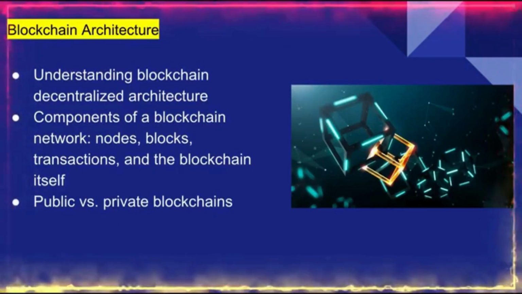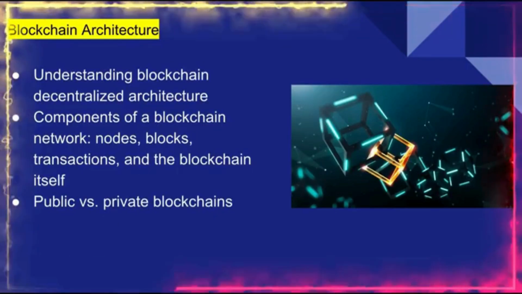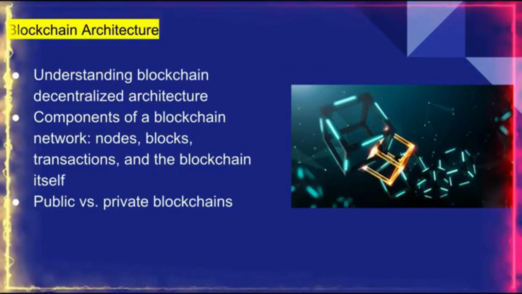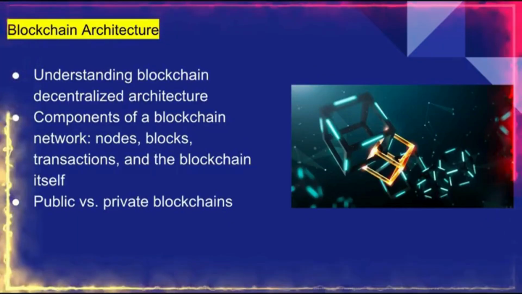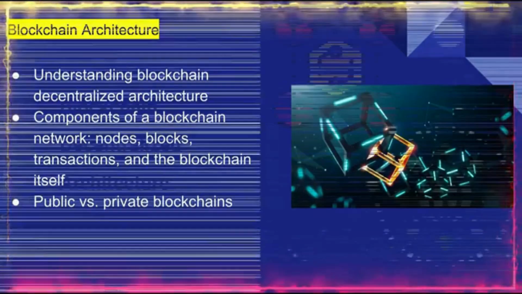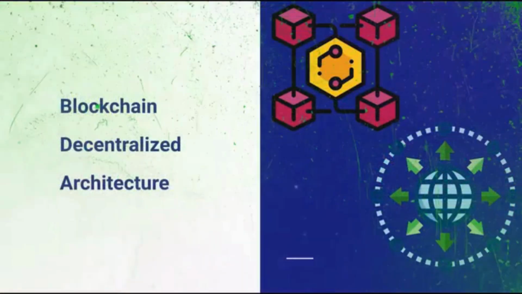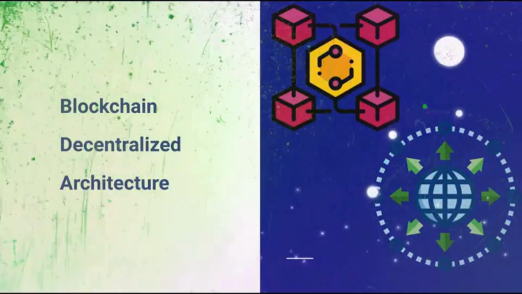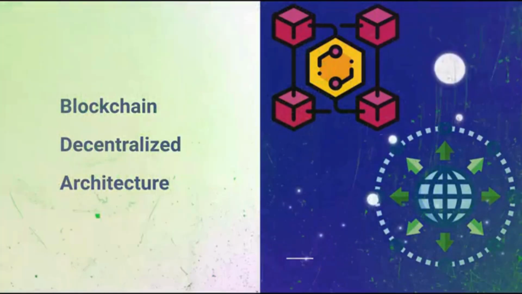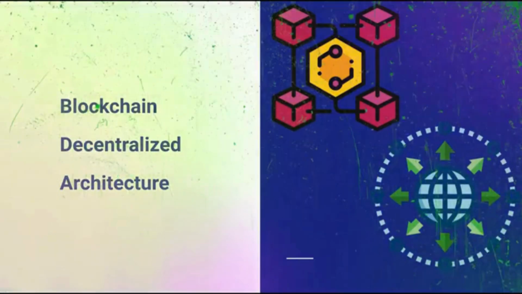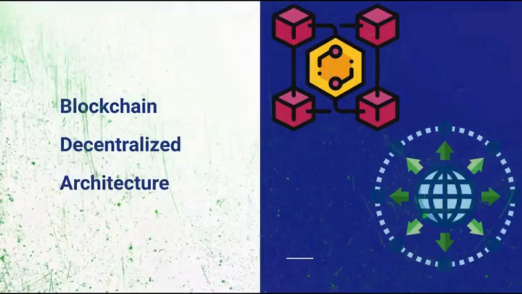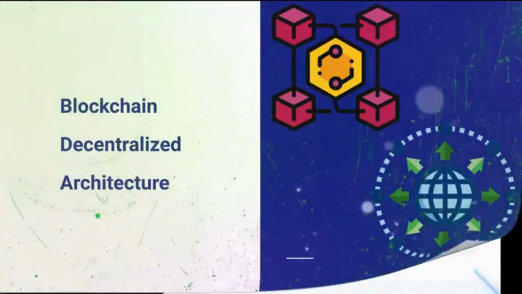Blockchain architecture. We will learn the following: understanding blockchain's decentralized architecture; components of a blockchain network, which includes nodes, blocks, transactions, and the blockchain itself; public versus private blockchains. Now let us understand blockchain's decentralized architecture. This might seem like repetition as we have covered some points in other sections, but this is really important to understand and emphasize again. Now let's deep dive into the fundamental components of blockchain's decentralized architecture.